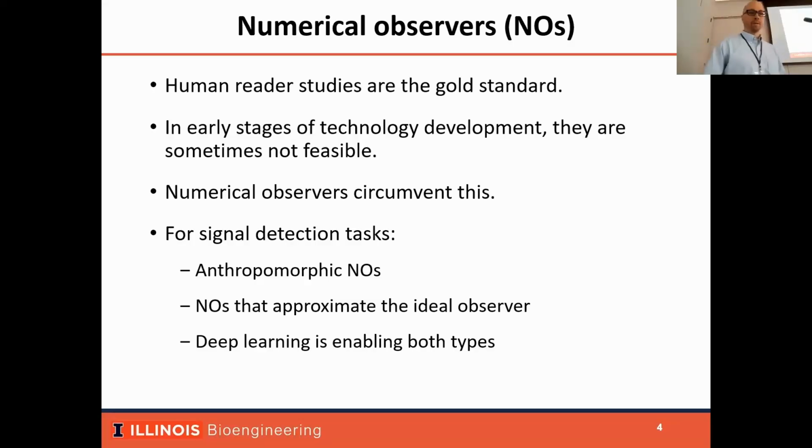For signal detection tasks, there's a couple different types of numerical observers that you may be aware of. Some are anthropomorphic numerical observers, if we want our numerical observer to mimic or behave like a human would. And then there's numerical observers that approximate the Bayesian ideal observer, and I'll talk about that in a moment. Deep learning is enabling both types of these observers. Although I'm not going to be talking about it today, I wanted to let you know.